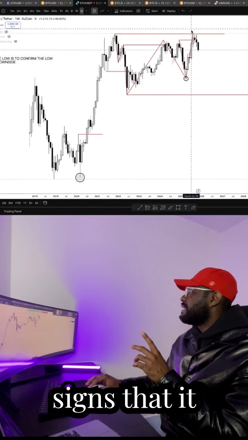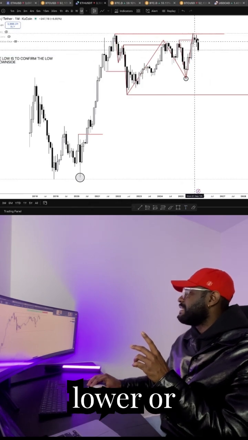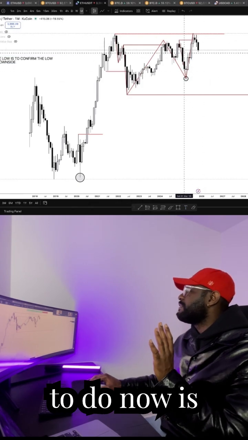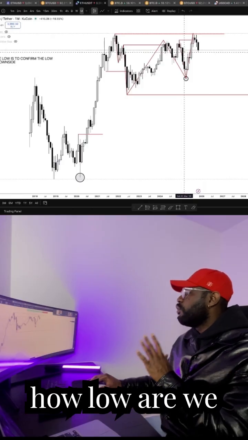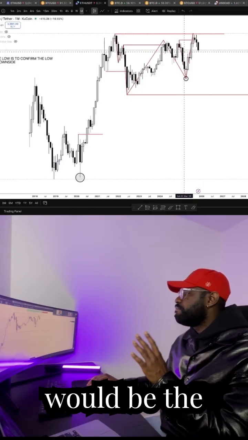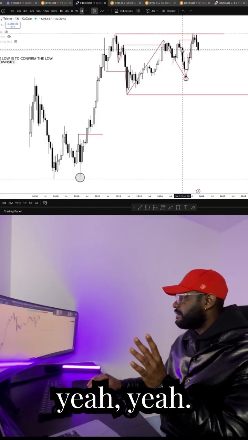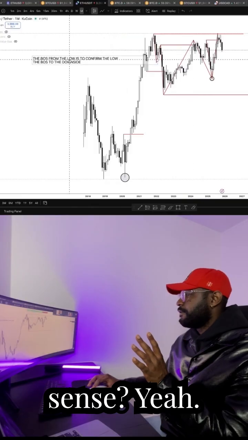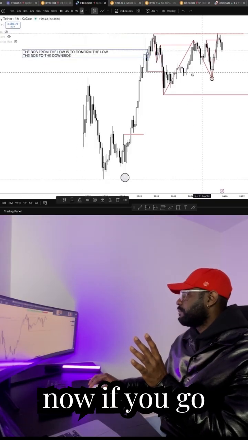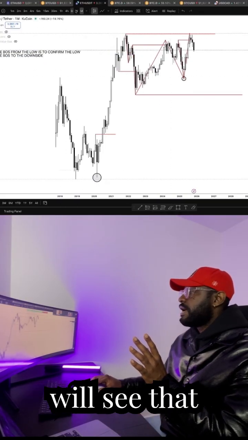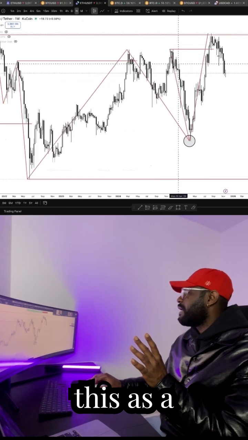Price is now showing you signs that it wants to go lower. All you're using the Fibonacci to do now is to see how low we are going and where the best area for us to buy would be. That's what you're using it for. Does it make sense? Awesome.